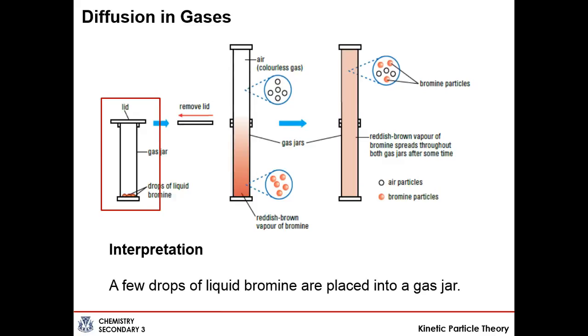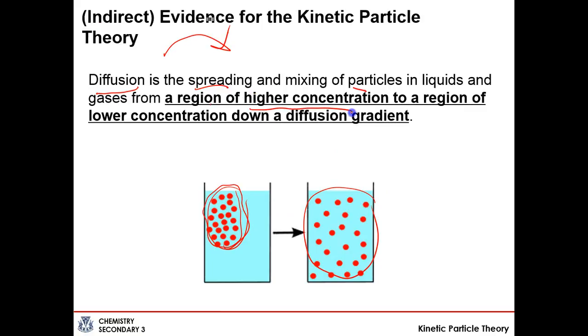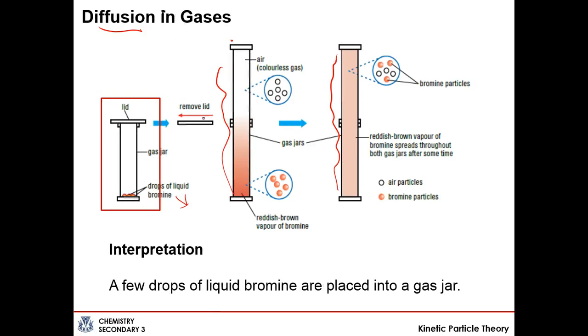Alright, sometimes you will see questions which try to link gases to KPT. So they will give you a container and they will say inside it is placed some drops of liquid bromine. What happens at the end of the day? Eventually, bromine will evaporate and it will fill up the entire jar. Why? Diffusion. Recall, from a region of higher concentration to a region of lower concentration. So eventually, this high concentration area, this is the low concentration area, eventually it all spreads throughout until it is even.